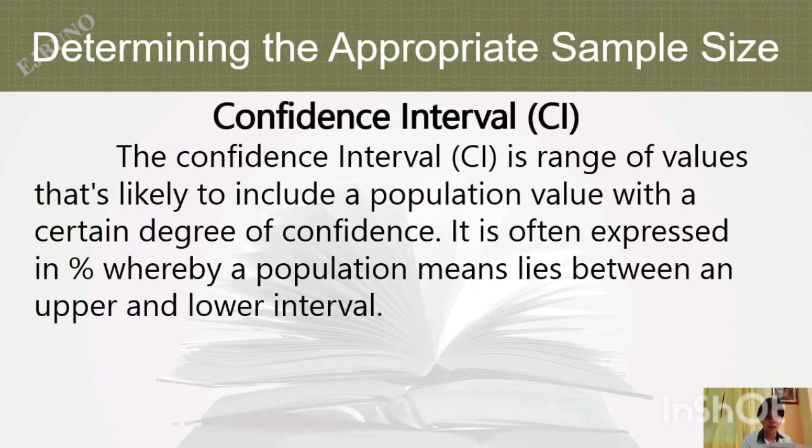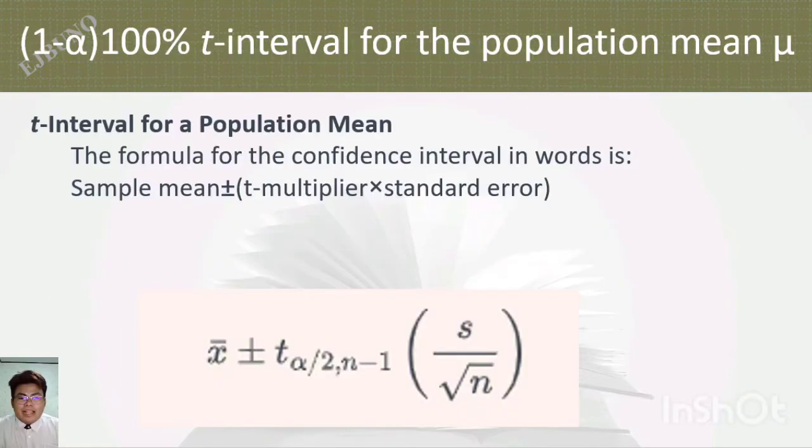Confidence interval or CI. The confidence interval is a range of values that is likely to include a population value with a certain degree of confidence. It is often expressed as a percent, whereby a population mean lies between an upper and lower interval. The (1 minus alpha) times 100% t-interval for the population mean: the formula for the confidence interval in words is sample mean plus or minus t multiplier times standard error.